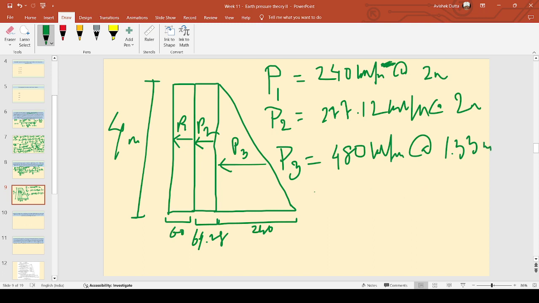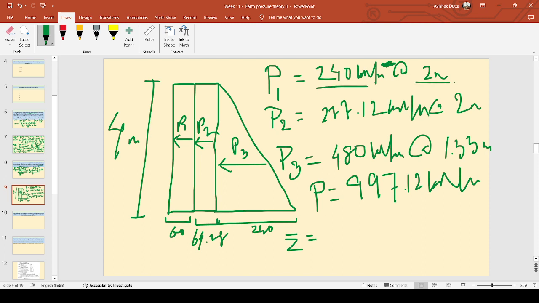Now total pressure is how much? P will be the summation of P1, P2, P3. It will be total 997.12 kilonewton per meter. Yes, and Z will be how much? Z will be 1.67 meter. That is P1 into 2 plus P2 into 2 plus P3 into 1.33 divided by total P. Yes, so it is how much? 1.67 meter. Okay.